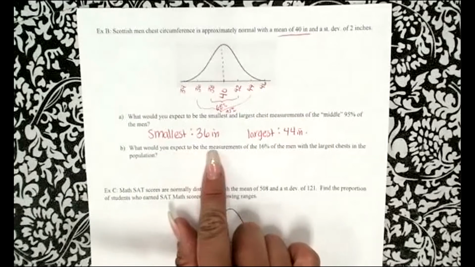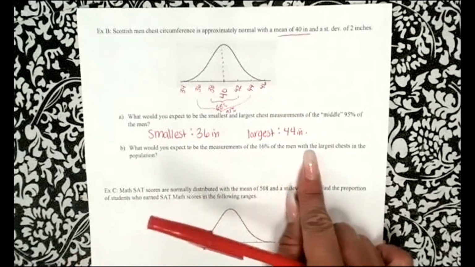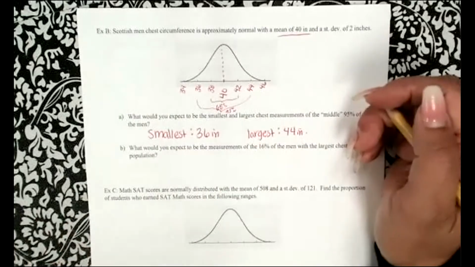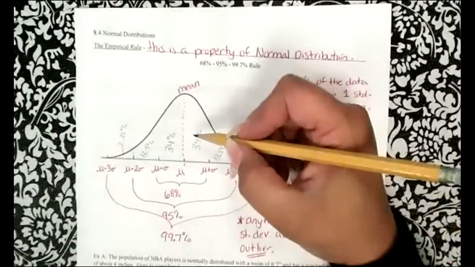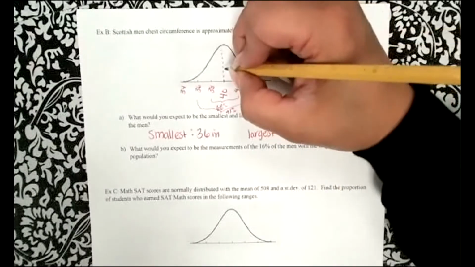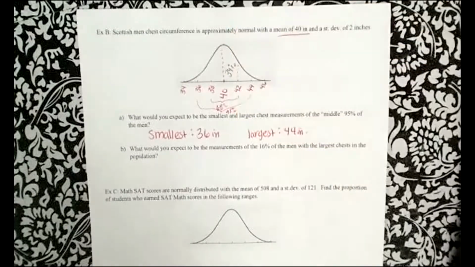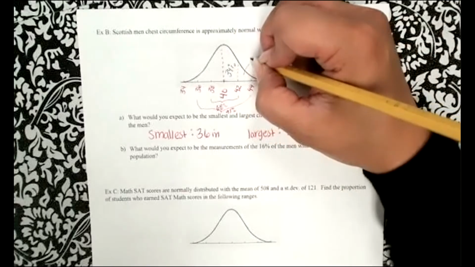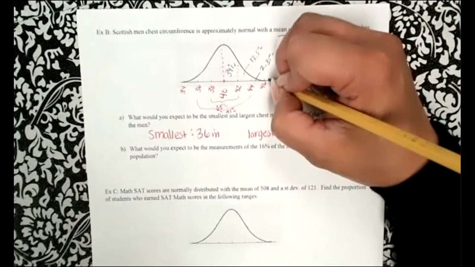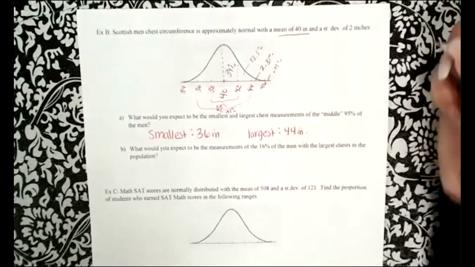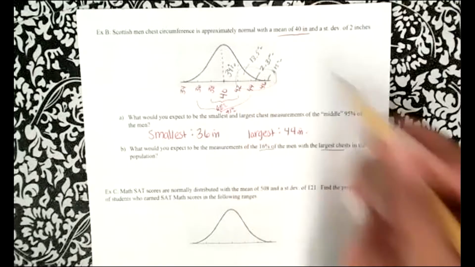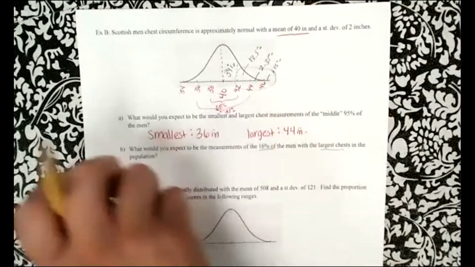What would you expect to be the measurement of 16% of the men with the largest chest in the population? So remember at the very beginning when we separated this right here? This little piece right here was 34%. And then this section right here was 13.5%. This section right here is 2.35%. And this section right here is actually 0.15%. So since it's looking at the largest 16%, it's right here. So it's going to be 42 inches and above.